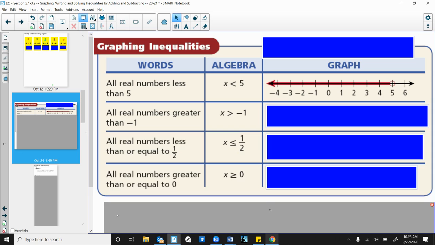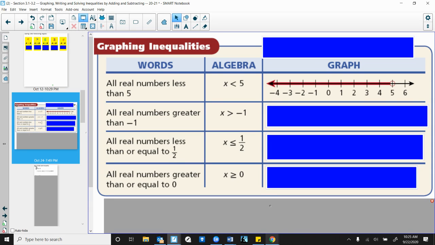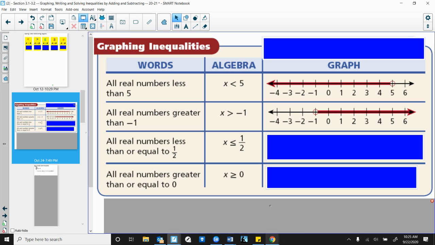All right, the next one I have: x is greater than -1. So which way is this going to have to be pointed if x is greater than -1? Bella? It's going to point to the right, to all the numbers greater than -1. So if I go and look, all my numbers greater than -1.